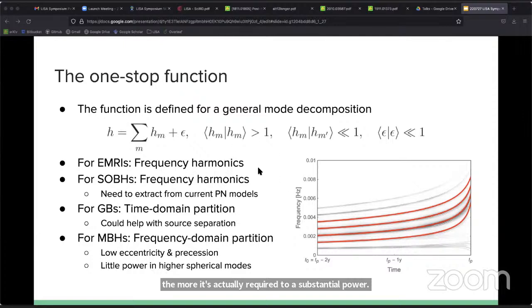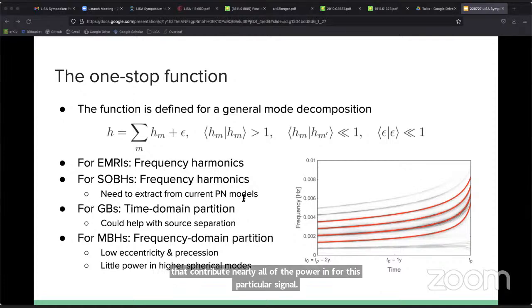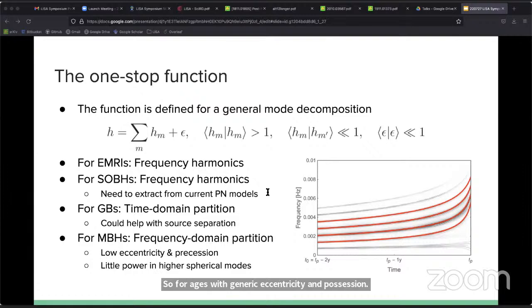Now, for MREs, such a decomposition is available from the start because modeling and analysis approaches rely strongly on the decomposition into harmonics of the three fundamental frequencies in the signal. Here's a spectrogram for a typical MRE signal, and the tracks in red highlight the 4 harmonic modes that contribute nearly all of the power for this particular signal. For SOBHs with generic eccentricity and precession, it's pretty much the same story, except that working with the frequency harmonics is a less common practice, and so these may need to be extracted from PN models.